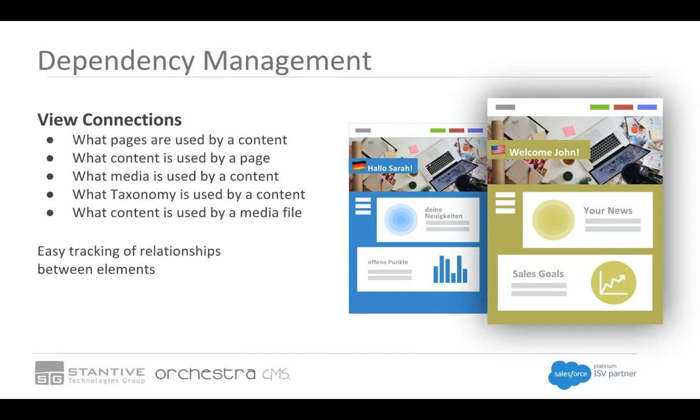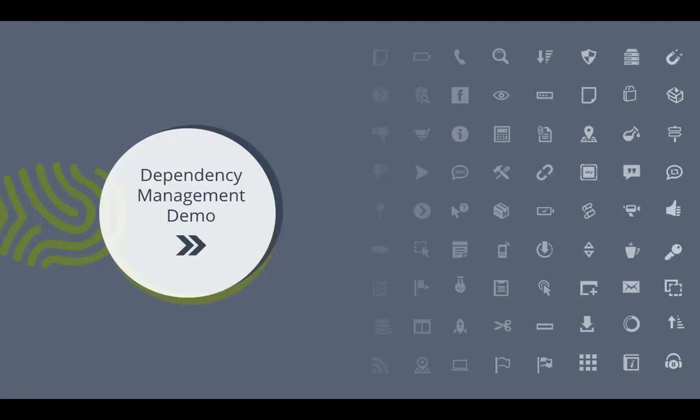So when you're trying to judge the scale of impact that a change on your site may have, it's important to be able to identify the relationships between all of these interdependent elements. And dependency management adds a show connections option to media files, content, and pages so that you can identify what pages are used by a content, or which content is used by a page, or what media files are linked to what content, or even what taxonomy tags are assigned to a content. So let's take a look at how this works.